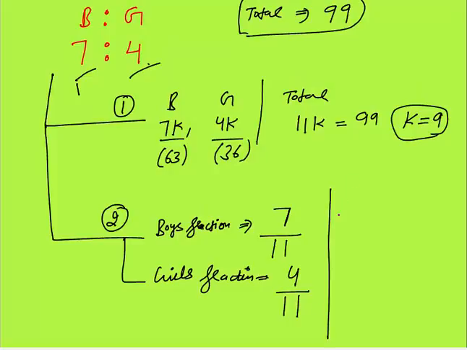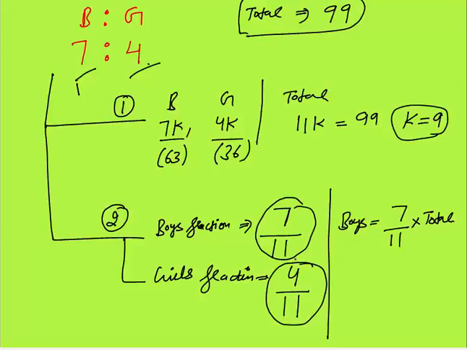Now we need to find the total boys. Boys are 7 by 11 of the total number. This is boys fraction, 7 by 11. Girls fraction is 4 by 11. So how to count boys? Boys will be 7 by 11 of total, that is 7 by 11 of 99. Again your answer will be 63.